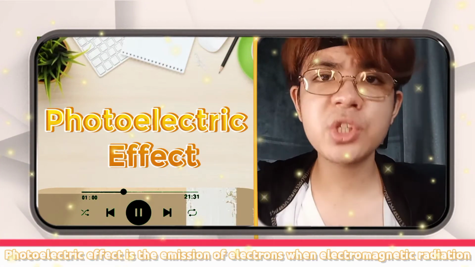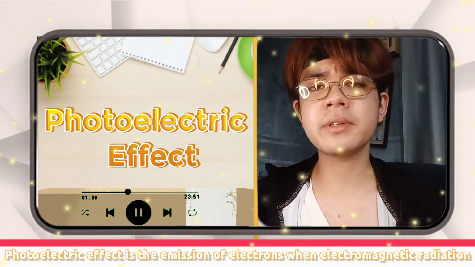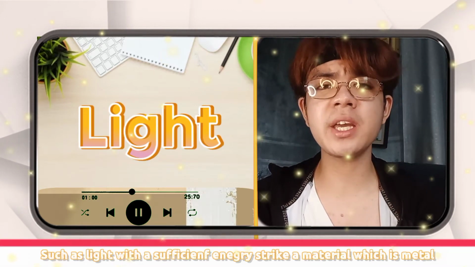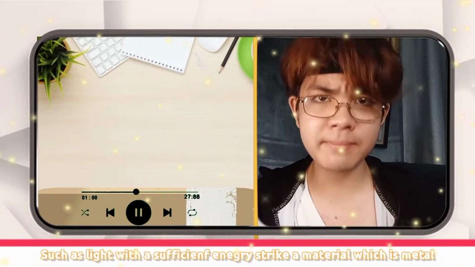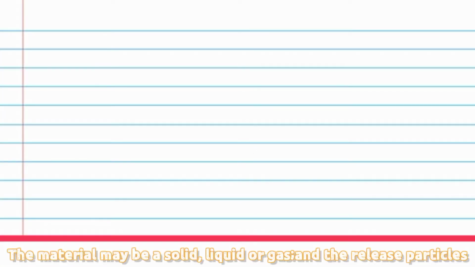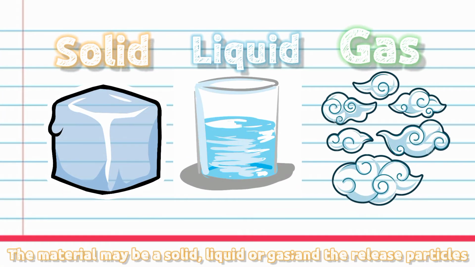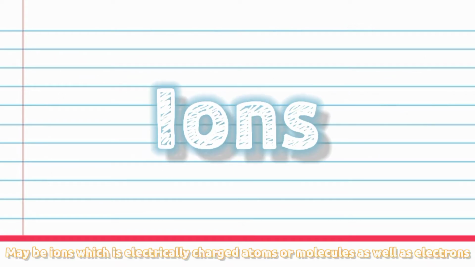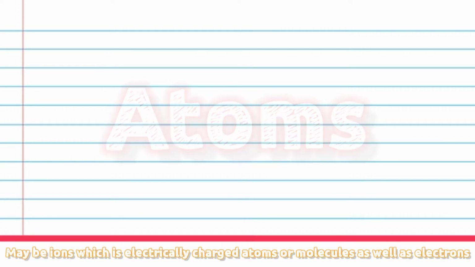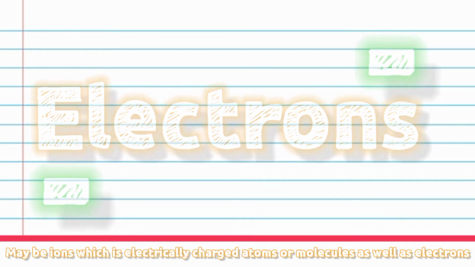The photoelectric effect is the emission of electrons when electromagnetic radiation, such as light with sufficient energy, strikes a material, which is metal. The material may be a solid, liquid, or gas, and the released particles may be ions, which are electrically charged atoms or molecules, as well as electrons.